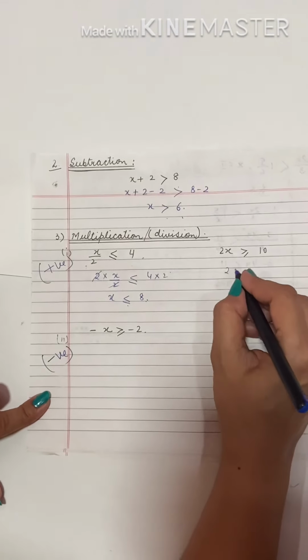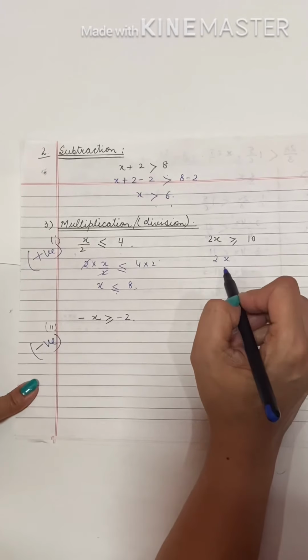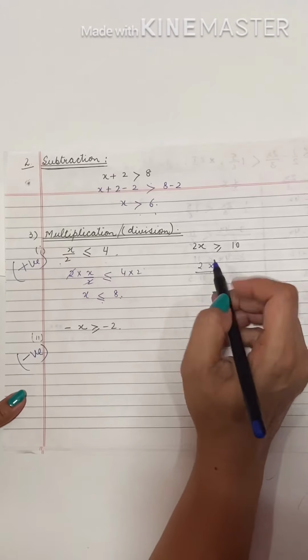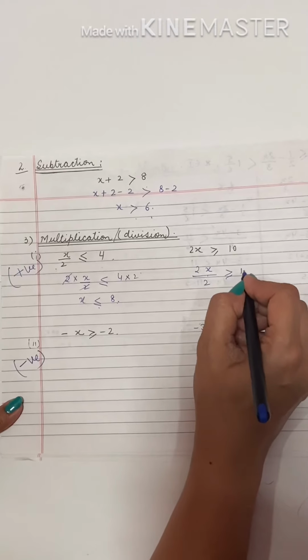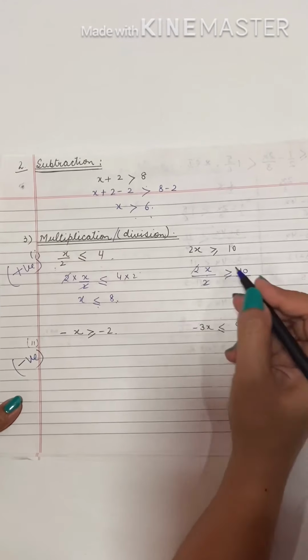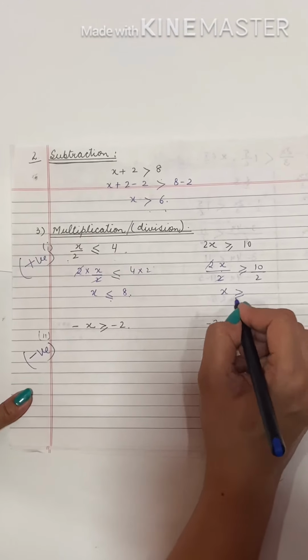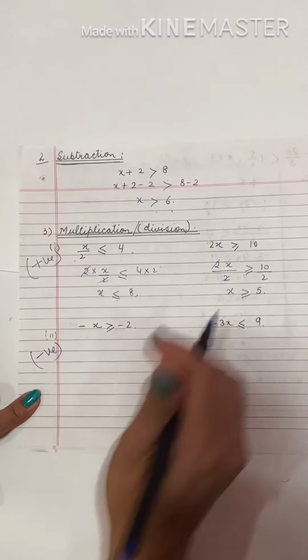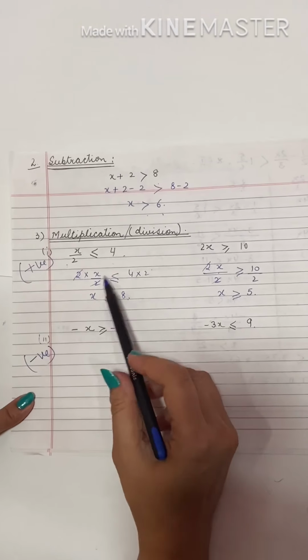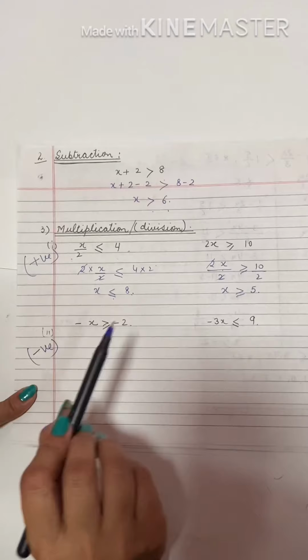Similar thing goes for the division. If we want to have the value of x here, we need to cancel this 2. So we are dividing both the sides by 2. This 2 gets cancelled and x is greater than equal to 5. These were the cases when we were multiplying or dividing by a positive sign.